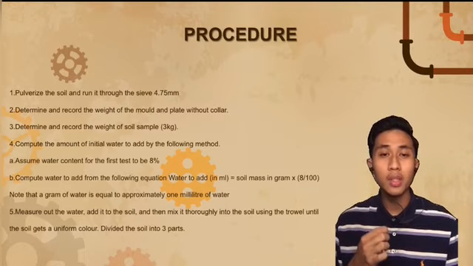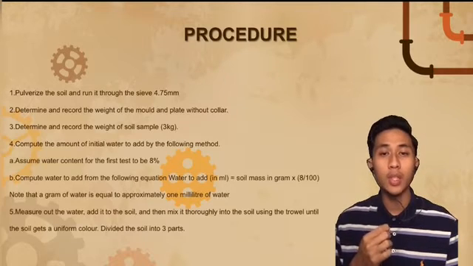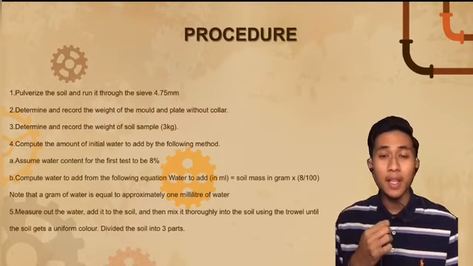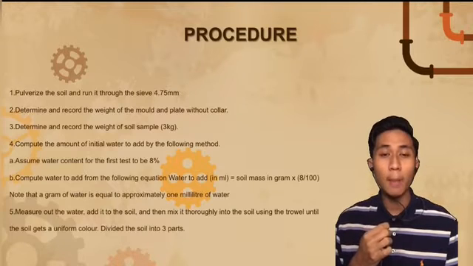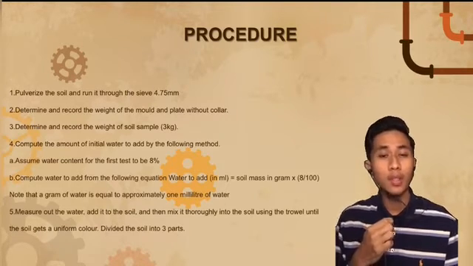By assuming water content for the first test is to be 8%. And then compute water to add from the following equation. Water to add in milliliters is equal to soil mass in grams multiplied by 8/100. Note that a gram of water is equal to approximately 1 milliliter of water.